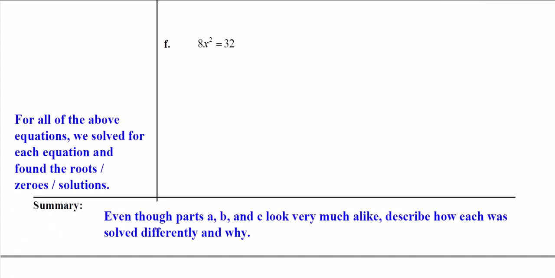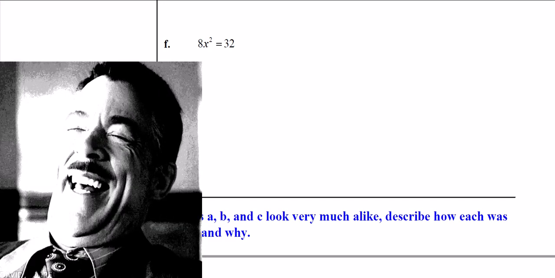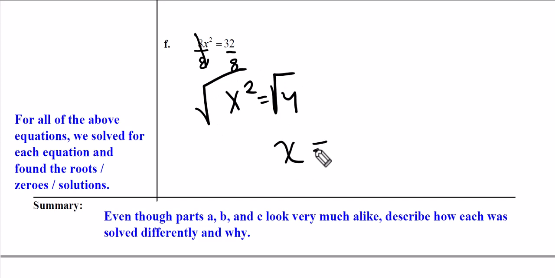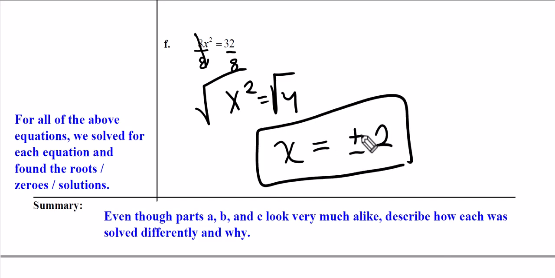And for part F, we don't quite square root yet. It looks like you want to, but you can't. You have to make sure the x squared is by itself before we square root. So I need to divide by 8 first. And I get x squared equals 4. And surprise, surprise, this reverts back to a previous problem, part E. And so I'll leave it up to you to check that it's either plus or minus 2. This means that there's two answers. It could either be positive 2 or it could be negative 2. For your summary, even though parts A, B, and C all look very much alike, describe how each was solved differently and why.